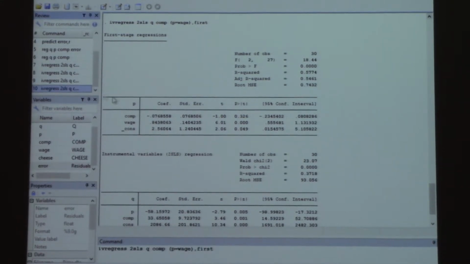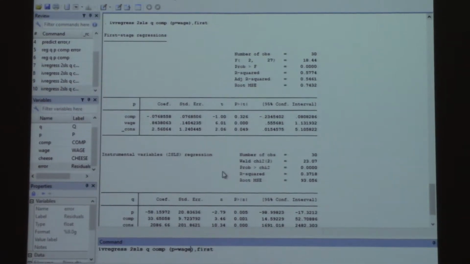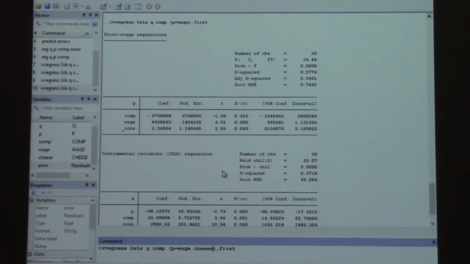What if we use both? Two instruments are better than one. In other words, having more things that account for shifts in the supply curve is better than having fewer things. So if you have two instruments, then use both.